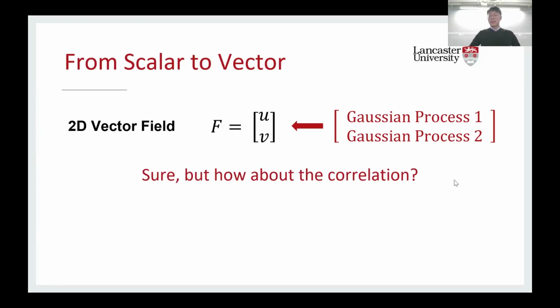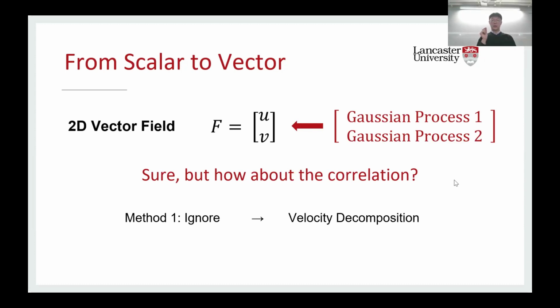And the dependency is the interesting bit. So if we assume they are independent, so we ignore the correlation between u and v, then we get one approach. So it's the velocity decomposition. So basically, we can just assume that whatever happened in the x direction of the velocity has nothing to do with the y direction velocity. So we just treat the big problem as two sub-problems and do them separately. But that's obviously not a good idea because these vector fields, u and v, are definitely correlated in some way.